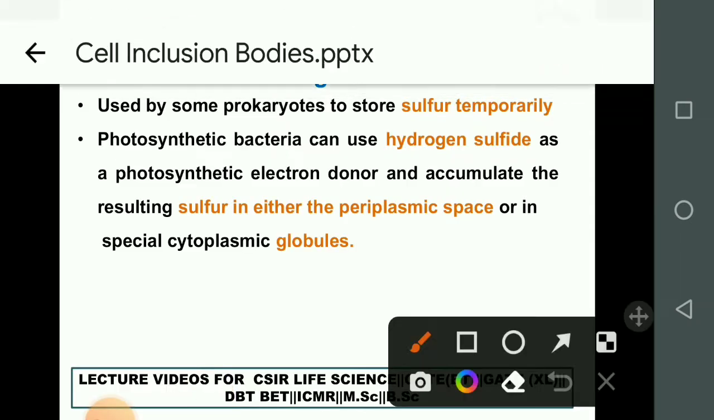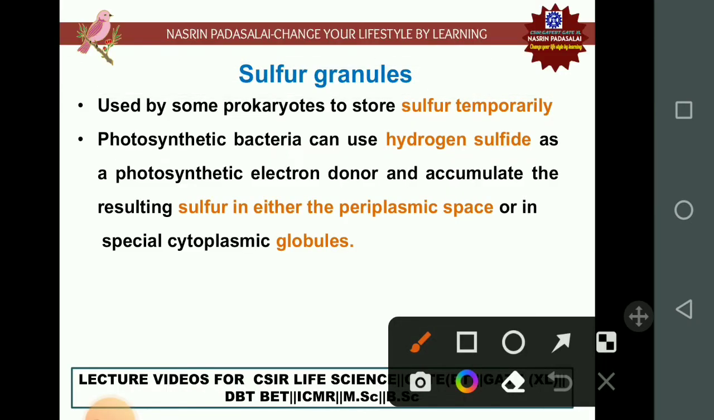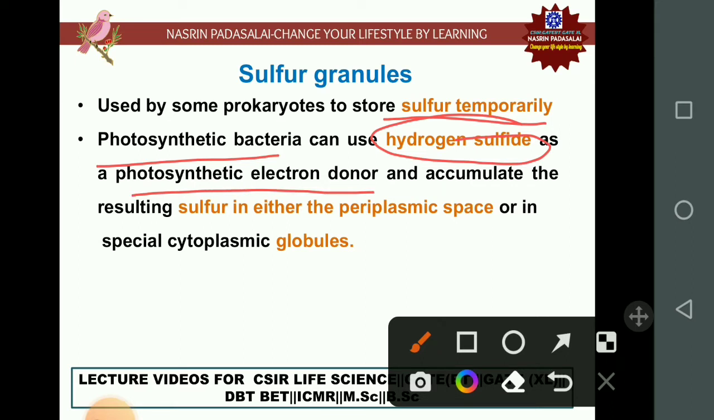So the next inclusion body is the sulfur granule. Okay, so this sulfur granule is used by some bacteria in order to store sulfur temporarily. One example is photosynthetic bacteria, which generally use hydrogen sulfide as the photosynthetic electron donor. So normally bacteria employ water as the electron donor, but photosynthetic bacteria use hydrogen sulfide as an electron donor. Okay, and once they have oxidized the hydrogen sulfide, they accumulate the resulting sulfur either in the periplasmic space, or they might store it in special cytoplasmic globules like sulfur granules.